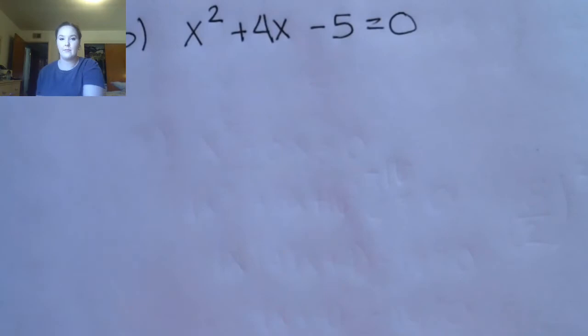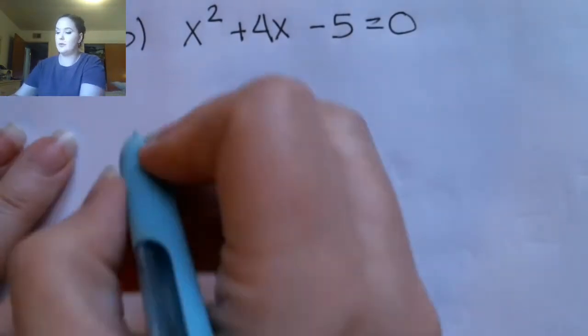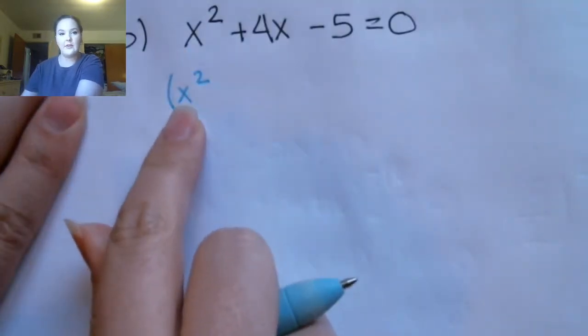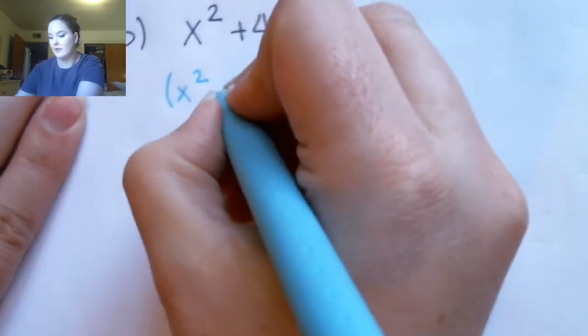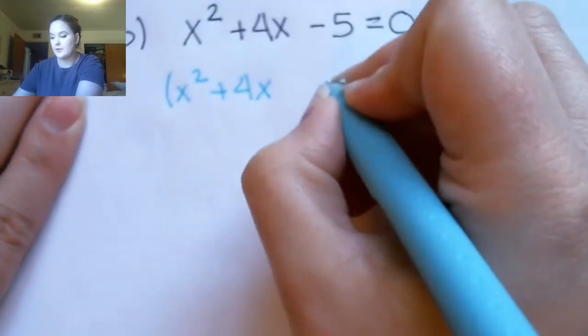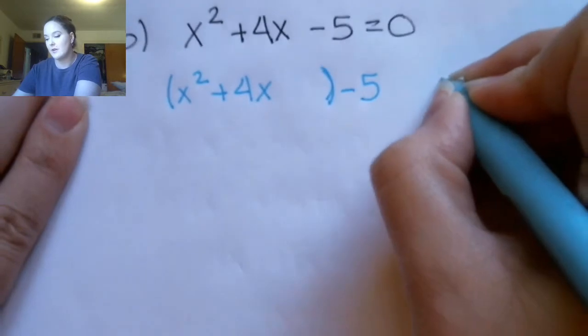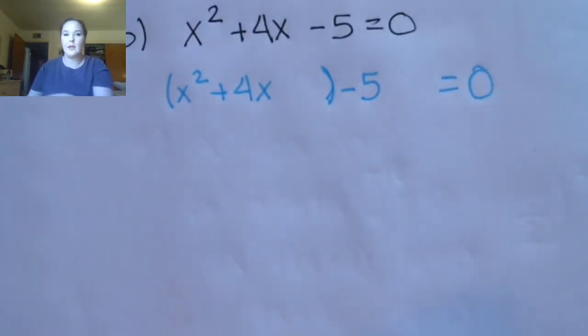All right, so the first thing I'm going to do is group the terms. There's nothing to factor out here, so that's why I'm not factoring anything out. I'm going to group my first two terms together, and then I'm going to leave my minus 5 out here. And then I'm going to figure out what number I need to add in here.